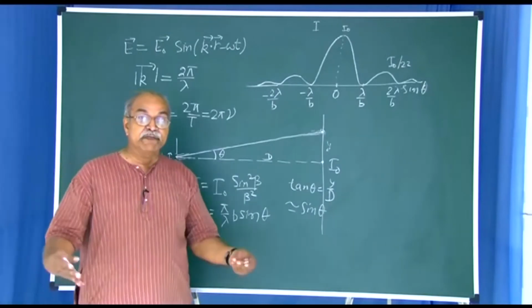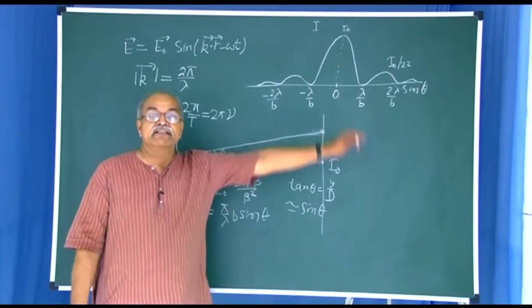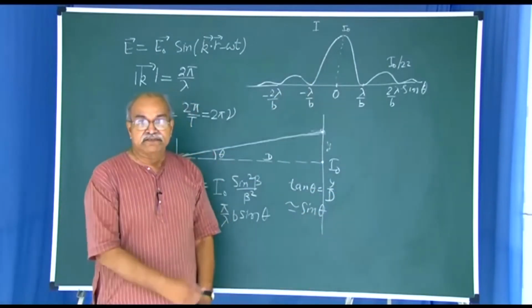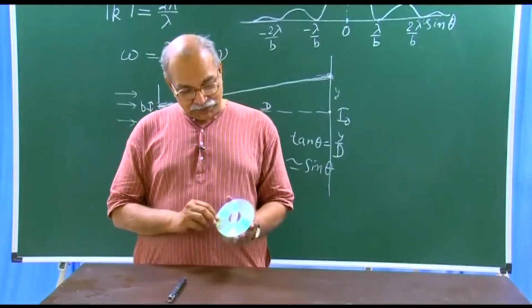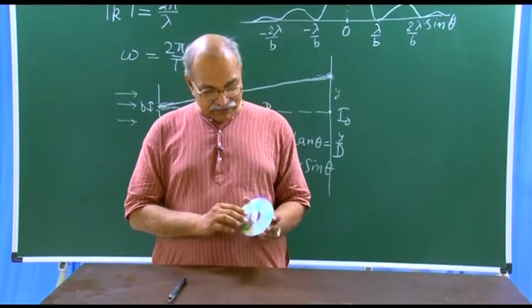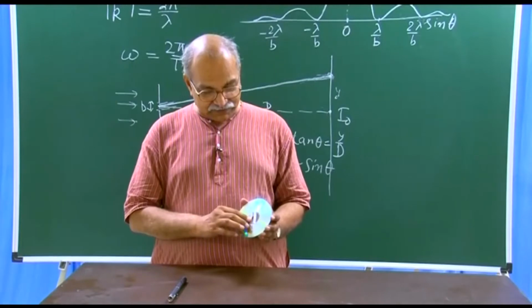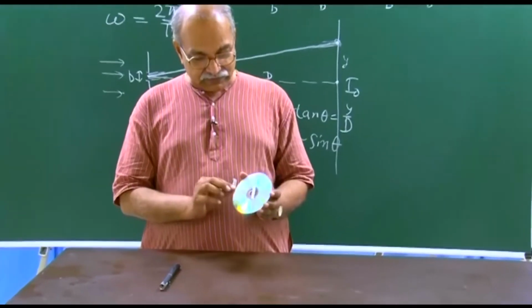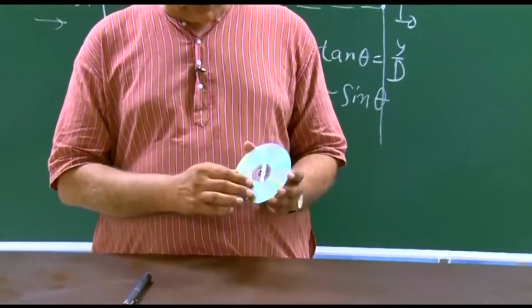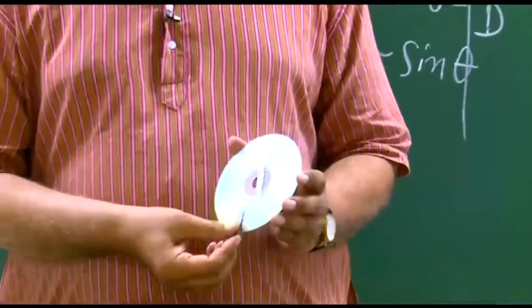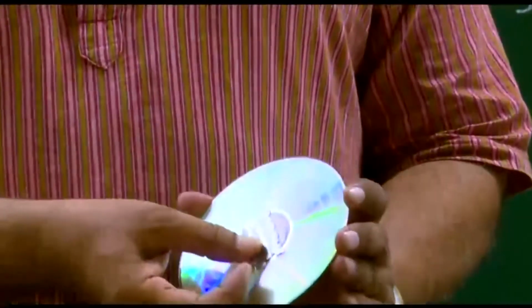So, let us do the experiment and see if we get this type of result. To make the slit, what we have done is we have taken 2 pieces of razor blade, and these 2 pieces are placed parallel to each other on this compact disc.